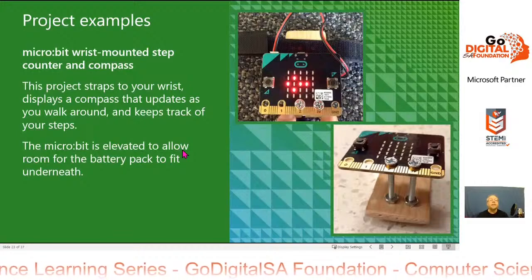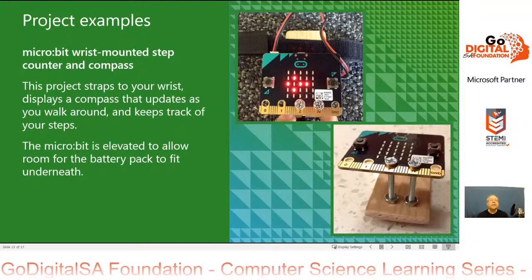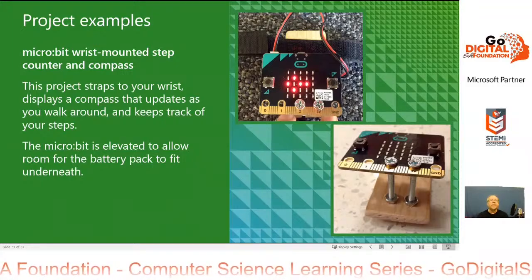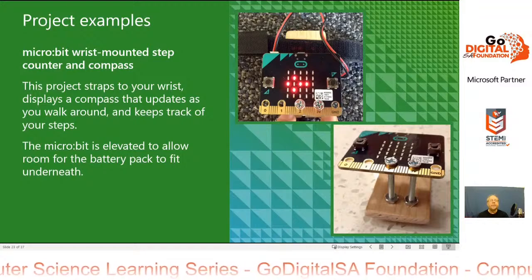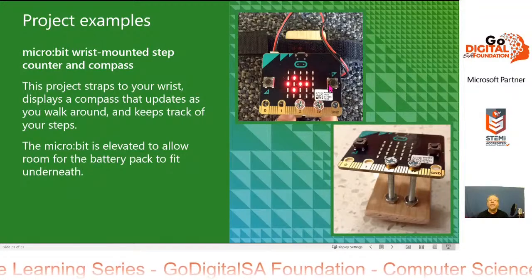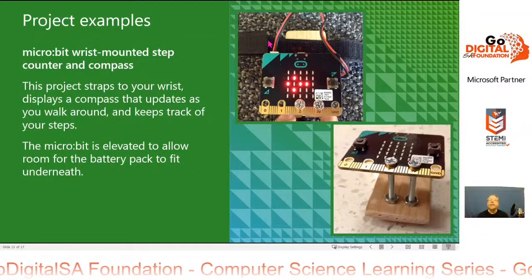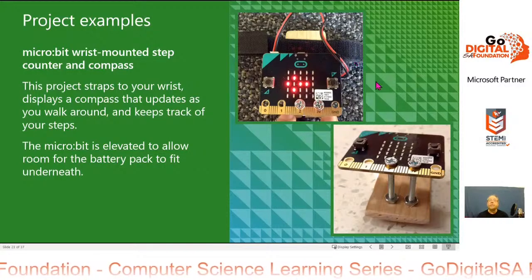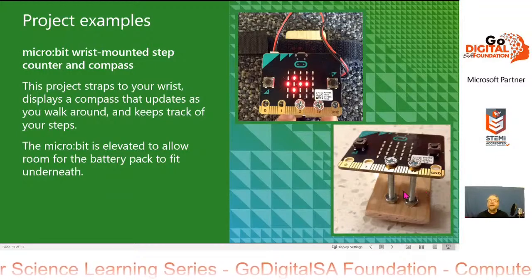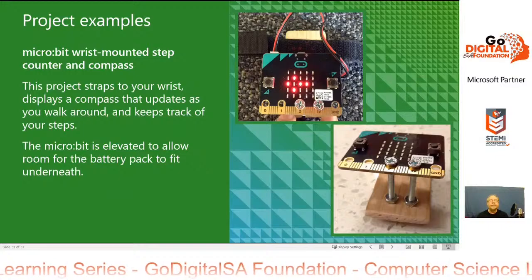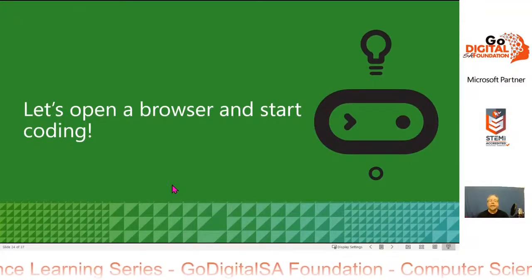Okay, another example, it's a wrist-mounted step counter and compass. So this project straps to your wrist, displays a compass that updates as you walk around, and it keeps track of your steps. The microbit is elevated to allow room for the battery pack to fit underneath. Okay, so we'll have the microbit. We want it to show the direction we're going in. It'll have a strap to strap to our arm. And it's been mounted like this so that the battery can fit underneath. So you strap the two to your arm. Okay, so let's go back to the browser and start coding.